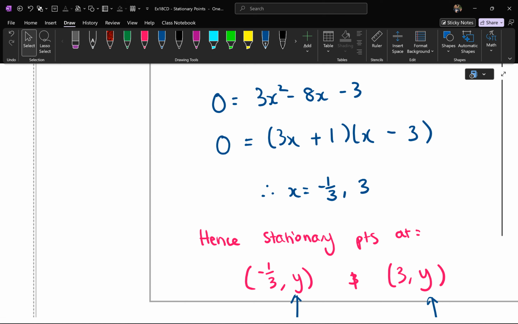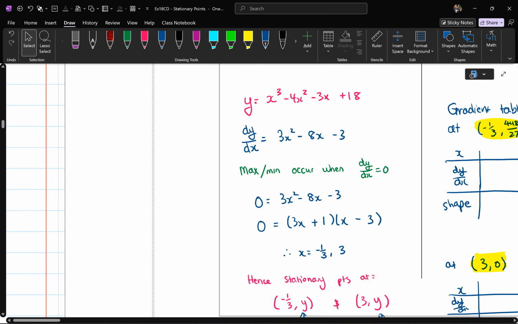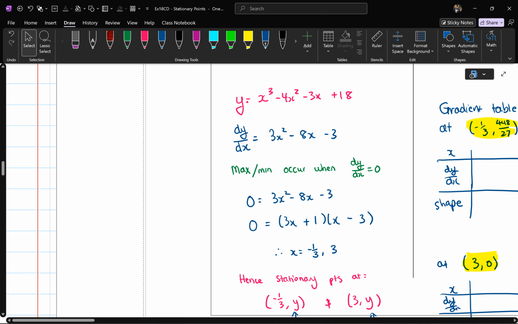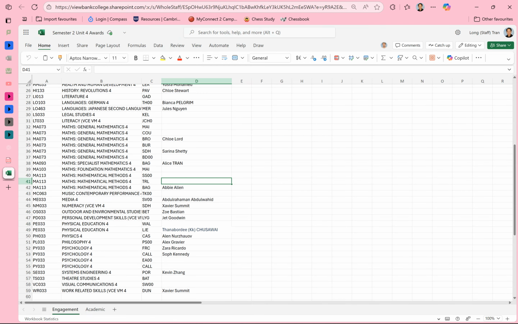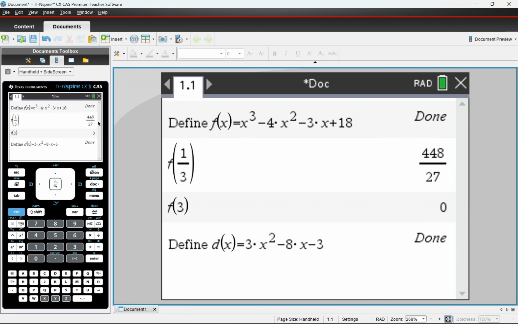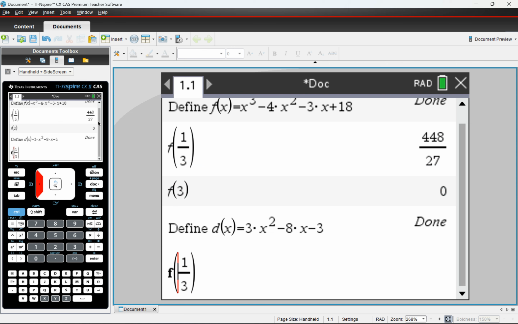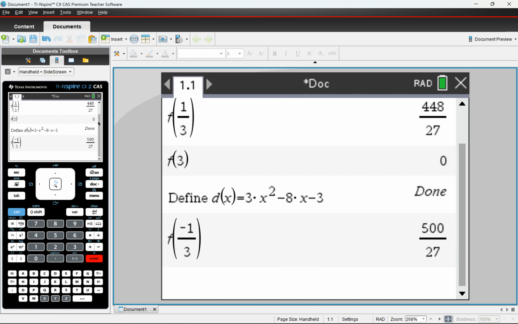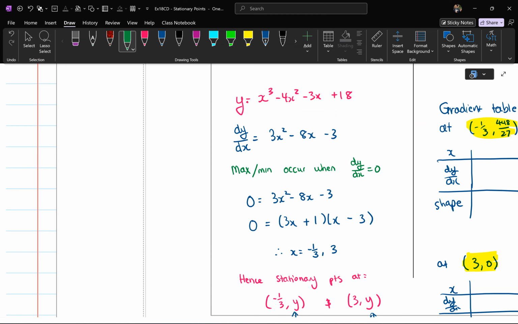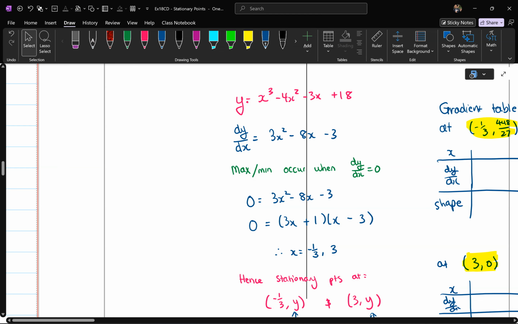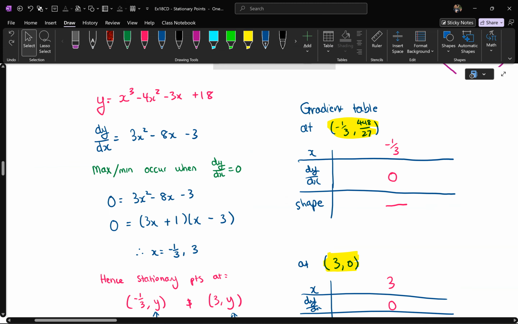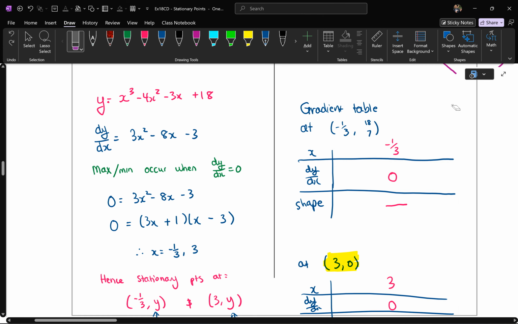So what do you do? You sub the x coordinate back into the original equation, not this one. This one's a gradient equation. So you sub it back into the cubic to find y. Okay, so I did it on a CAS calculator. I just defined the function and I subbed in, oh, that's wrong actually, my bad. That should have been negative a third, and 500 on 27. So it should have been 500 on 27.